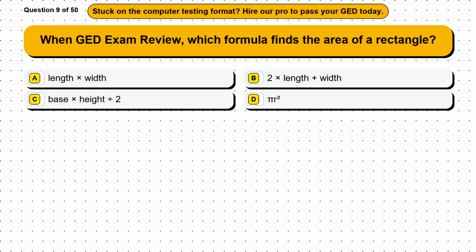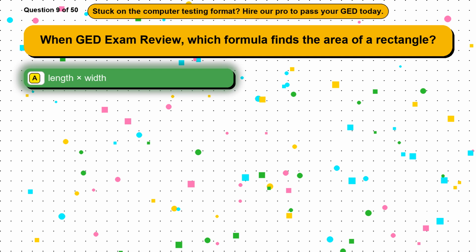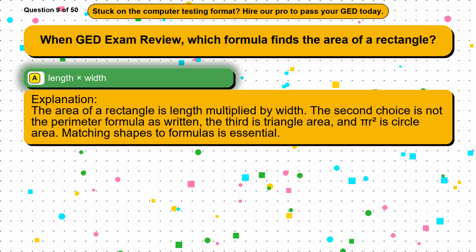Question 9. When GED exam review, which formula finds the area of a rectangle? Option A, length times width. Option B, 2 times length plus width. Option C, base times height divided by 2. Option D, pi r superscript 2. The correct answer is option A, length times width. The area of a rectangle is length multiplied by width. The second choice is not the perimeter formula as written, the third is triangle area, and pi r superscript 2 is circle area. Matching shapes to formulas is essential.